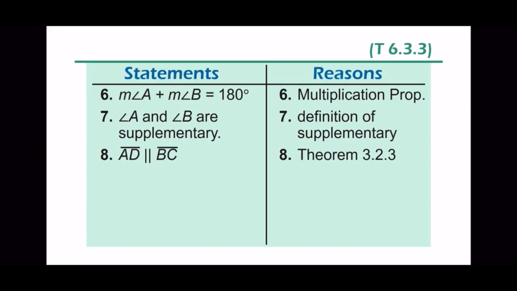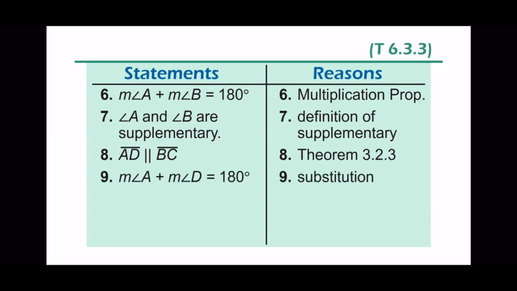Now, since angles A and B are supplementary, and since they are consecutive interior angles, that means we have 2 parallel sides, AD and BC, and those are, in fact, our next 2 statements. Statement number 7 is that angles A and B are supplementary from the definition of supplementary angles, and statement number 8 concludes from that sides AD and BC are parallel. This comes from the theorem that says if the consecutive interior angles are supplementary, then the lines are parallel. That's theorem 3.2.3. We repeat this process to show that the other sides are parallel.